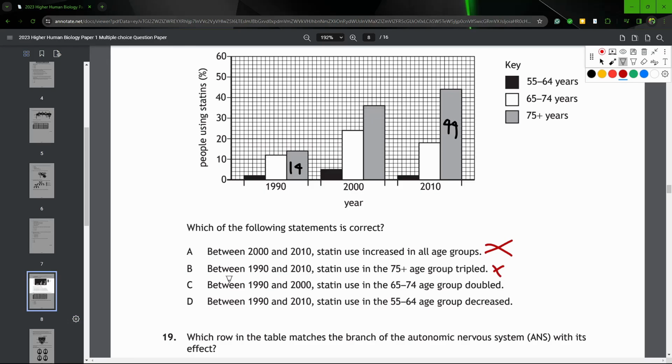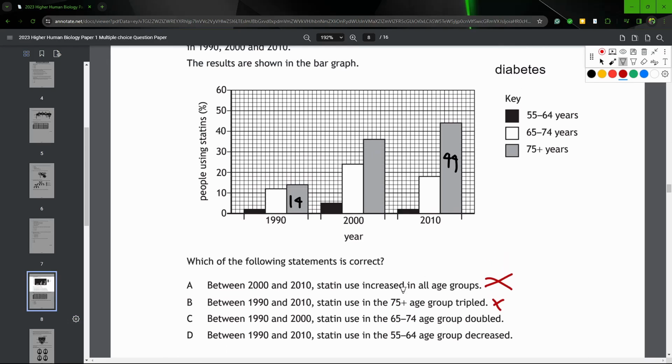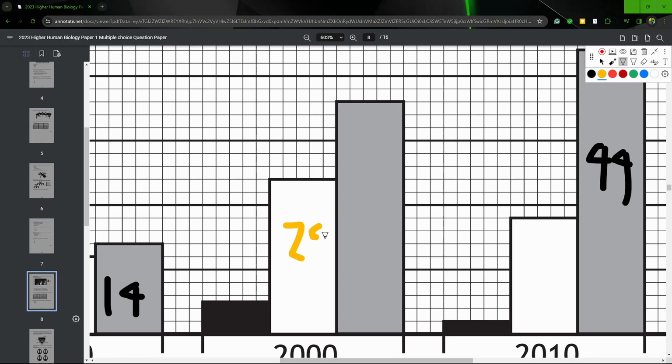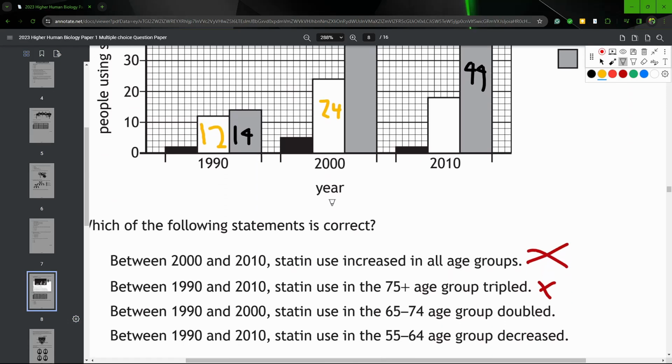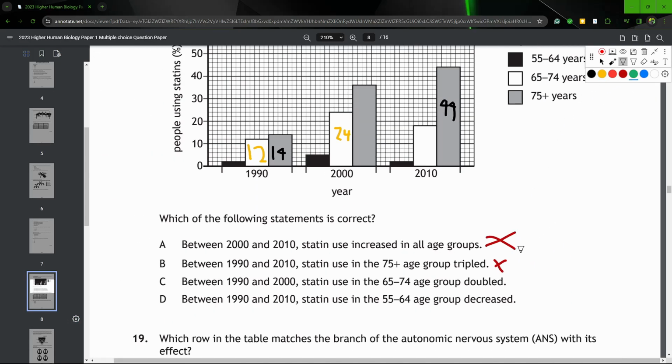What about C? Between 1990 and 2000, statin use in the 65 to 74, so the white box, doubled. Okay, well, in 1990 it was 12. I'll do it in yellow just to make a slightly different color, eh? Okay, and then in 2000 it was 2 above 20, so that must be 24. Well, 12 times 2 does equal 24. So C is looking good, but just to double check, it's definitely C.